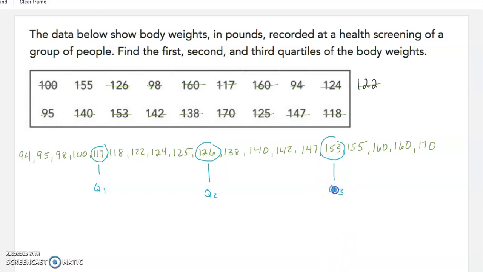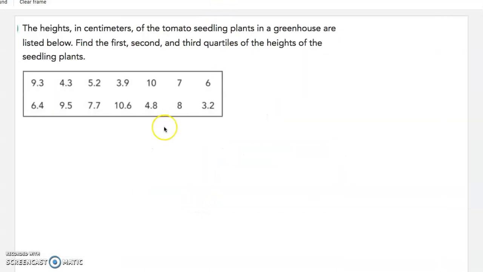Okay. Boom, boom. Nah, that's fine. Okay. Perfect. Good. Last one. Let's do one more. I don't want to do this one.